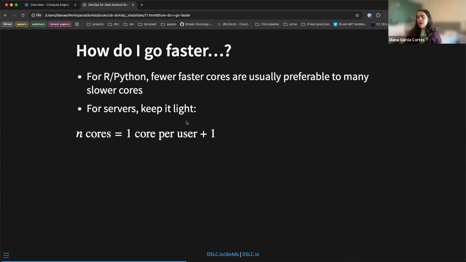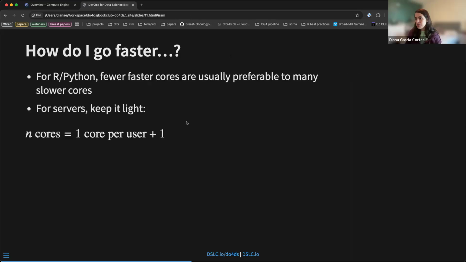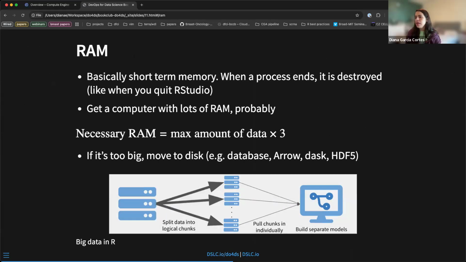Okay, so that's the CPUs. And then we go to memory. We have two types of memory, the random access memory and the actual memory. Random access memory is a short-term memory. When a process ends, it is destroyed. Like when we turn off our computers, the RAM gets cleaned out. And the recommendation the book has is to get a computer with lots of RAM.